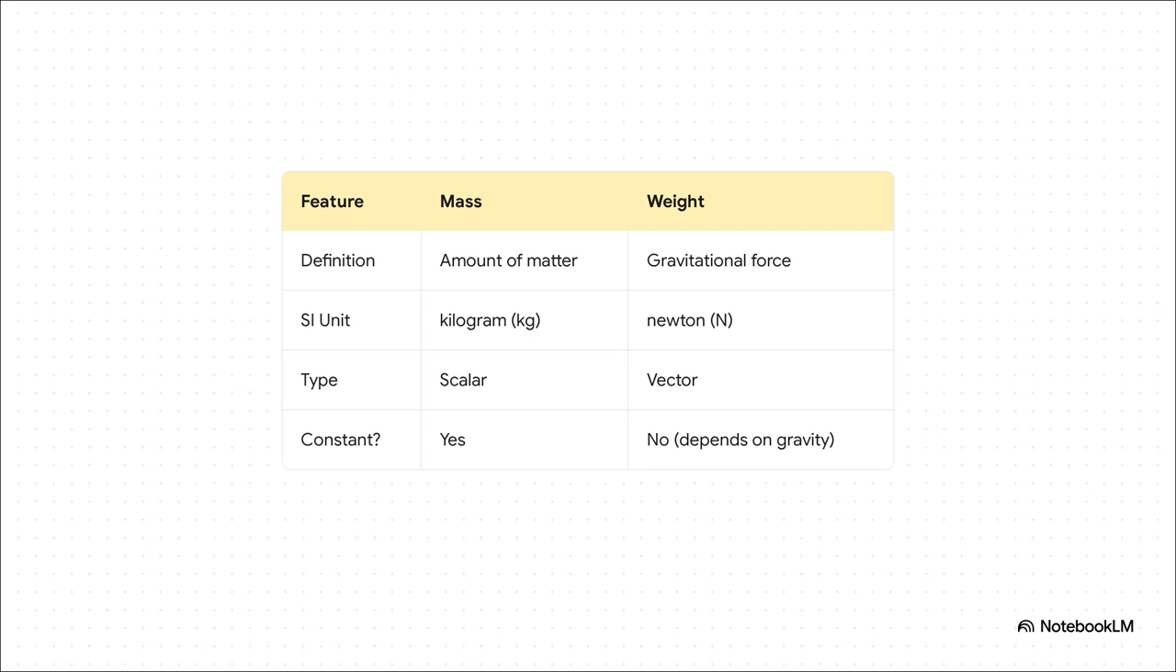Mass is a scalar, which is just a fancy science word for a number, like 70 kilograms. Easy. But weight is a vector. That means it's not just a number, it also has a direction. Your weight is a force that's always pulling you down, towards the center of the planet. And now for the knockout punch, the last row. Mass is constant everywhere. But your weight? Oh yeah, that definitely changes depending on where you are.